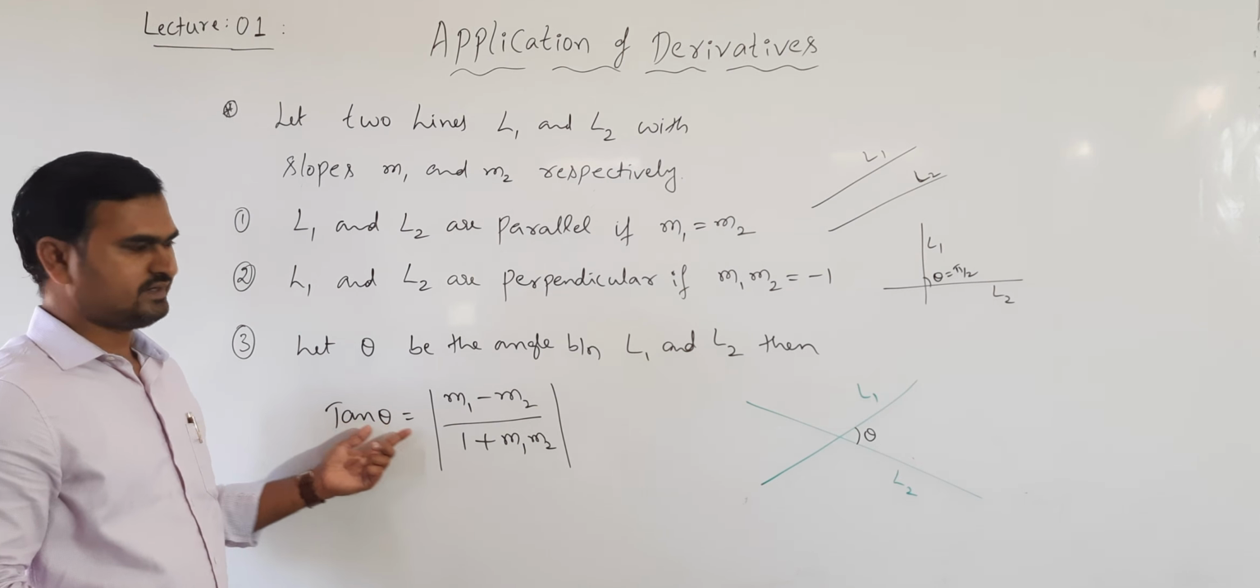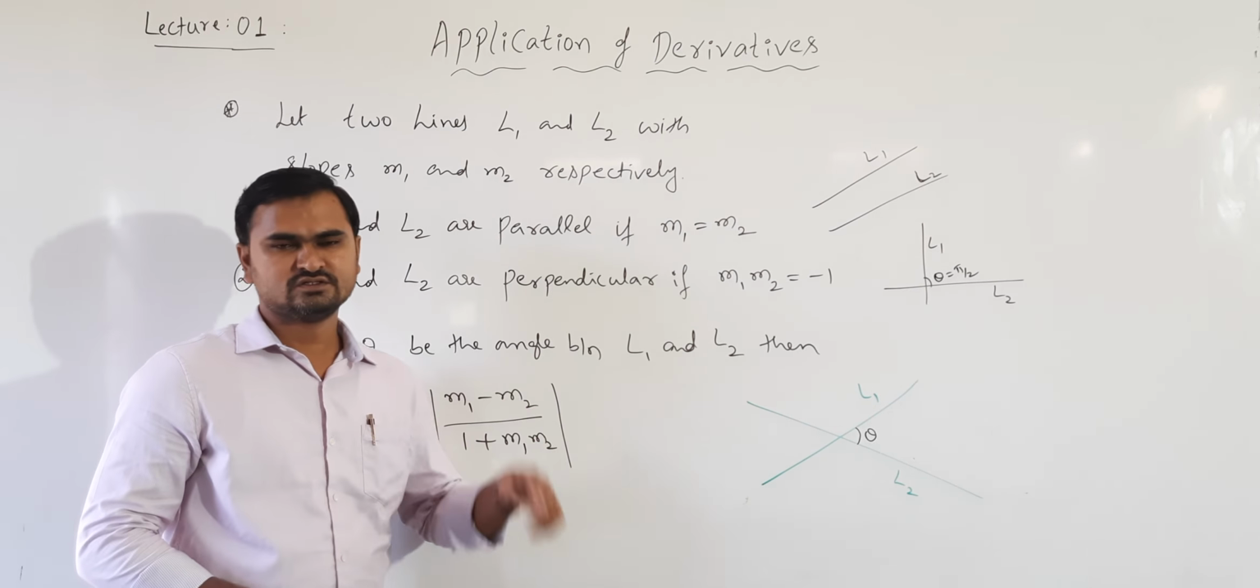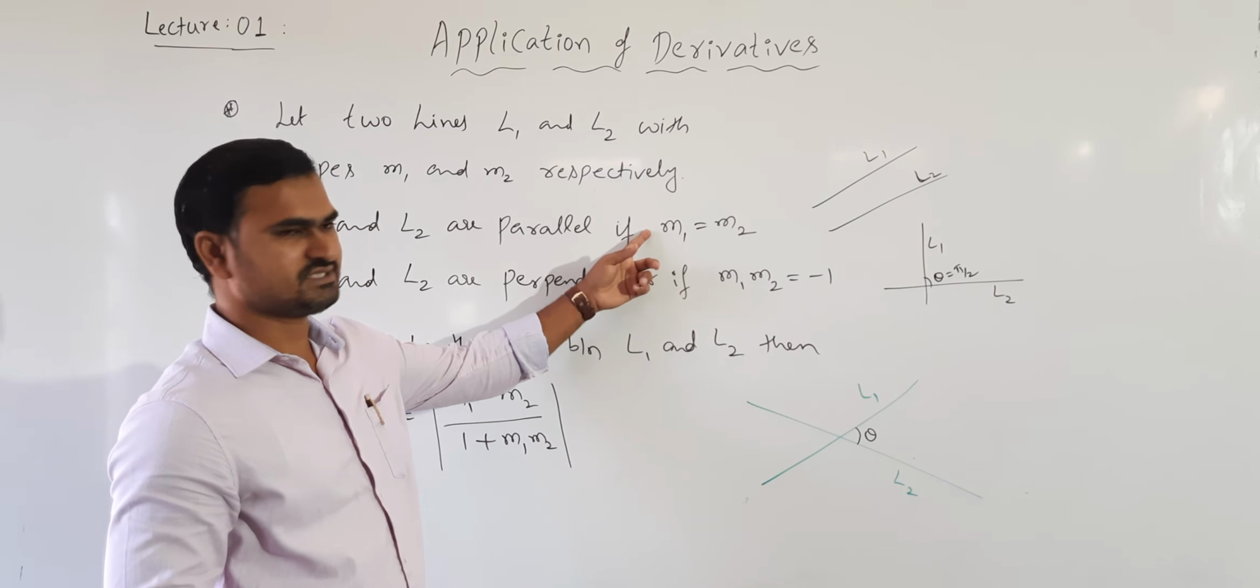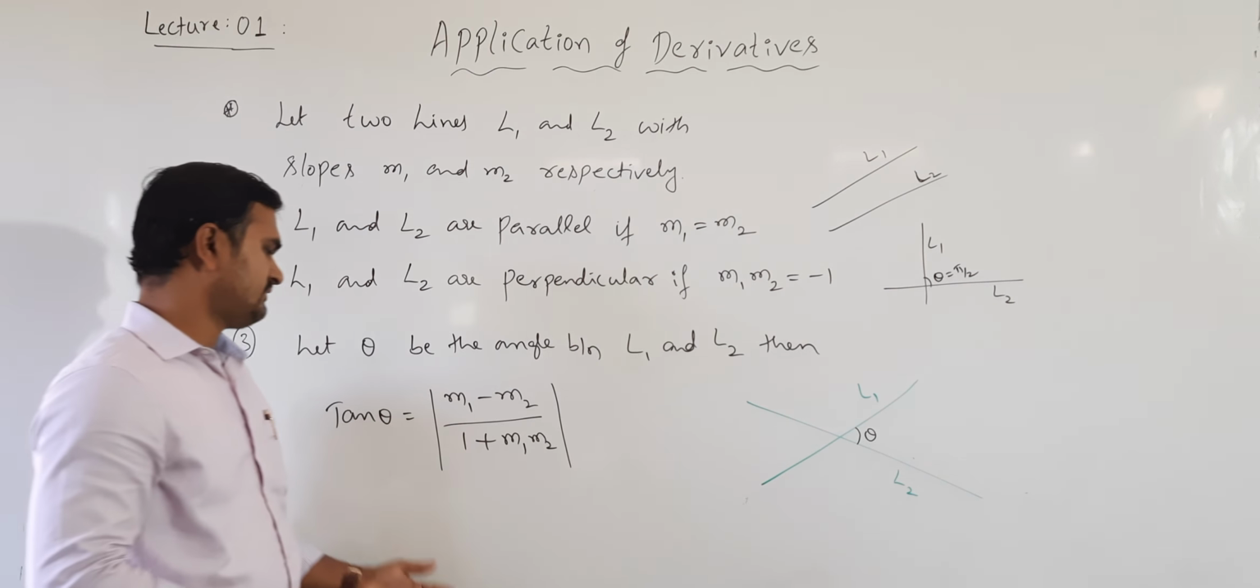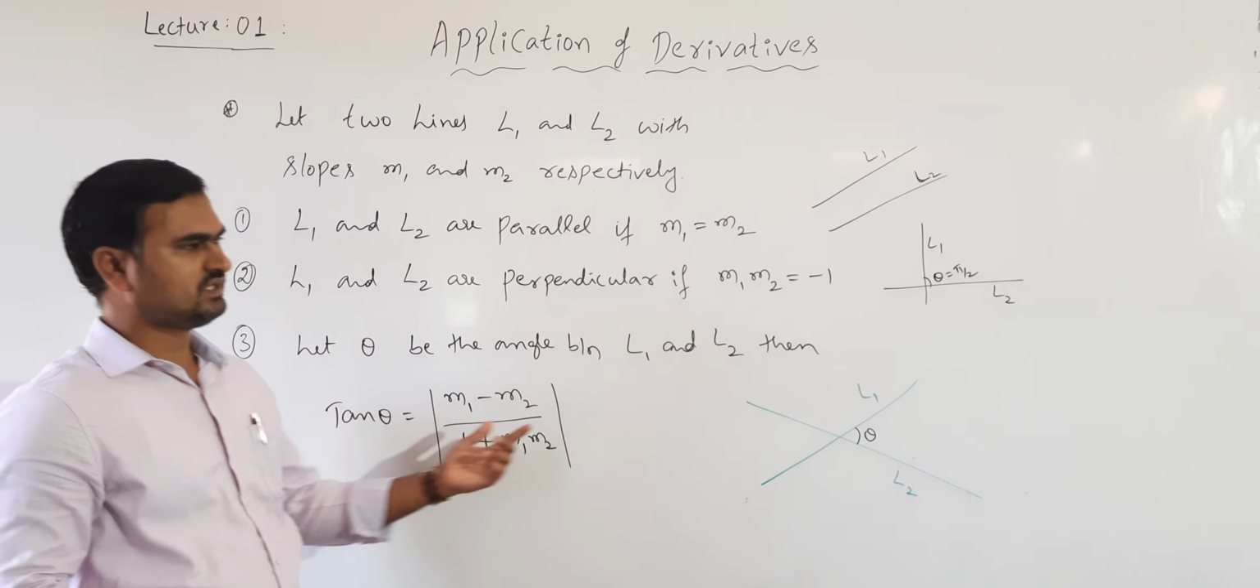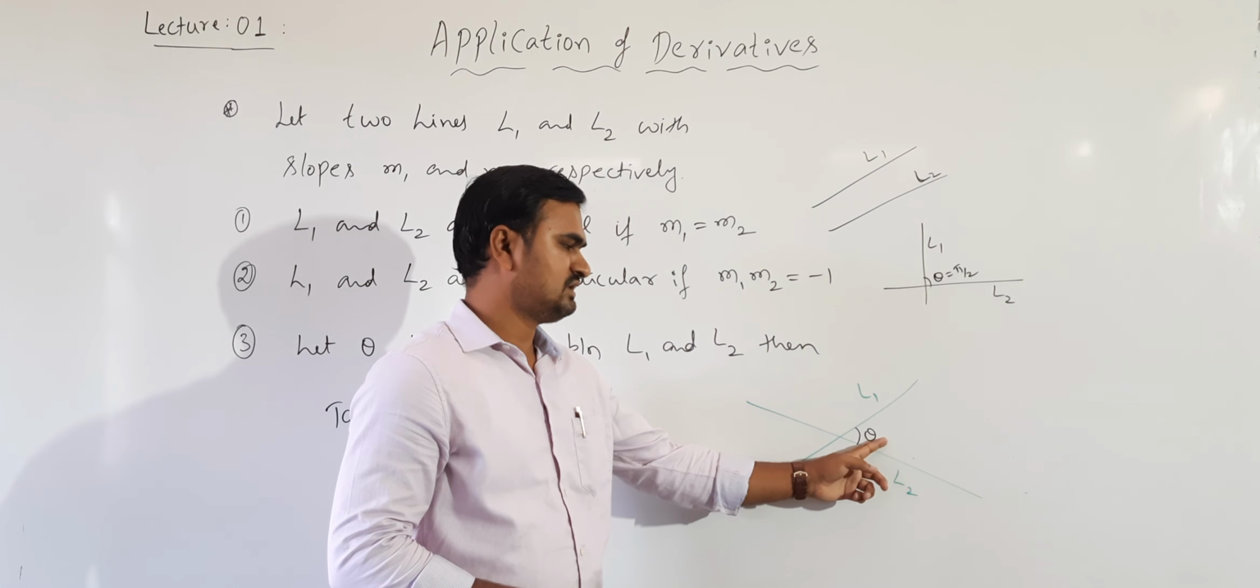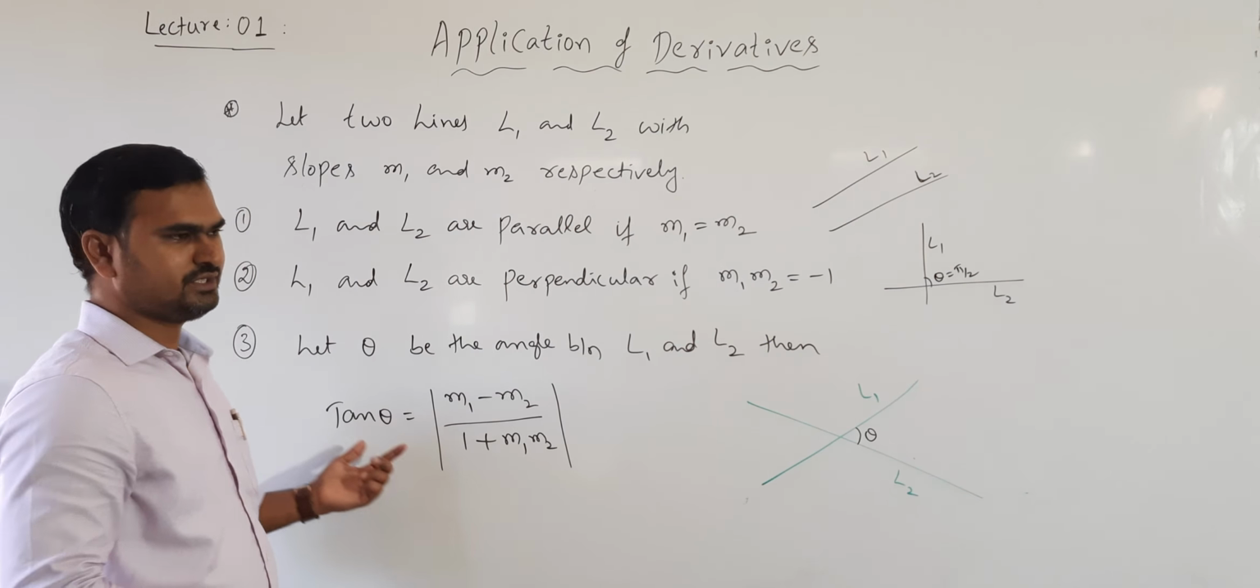And cross multiplying, we'll get m1 minus m2 is 0, so we'll get m1 equal to m2. That is the first case. Next, if theta is 90 degrees like this, they are perpendicular. So theta 90 means L1 is perpendicular to L2.